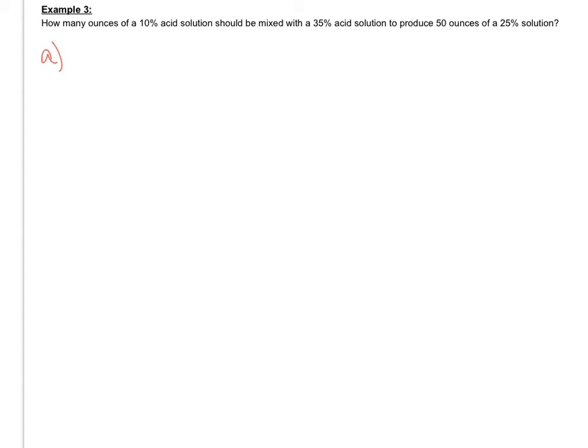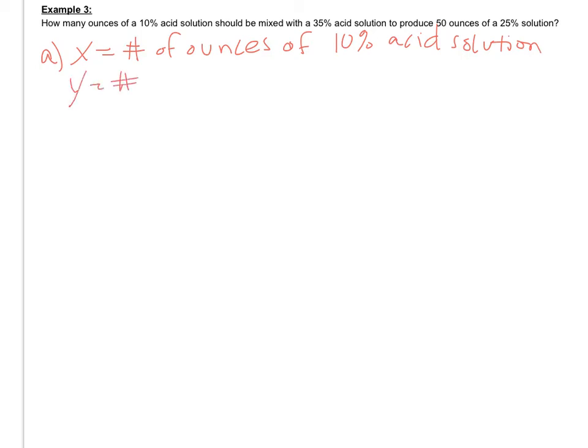So let's use x and let x equal the number of ounces of the 10% acid solution. And let's let y equal the number of ounces of the 35% acid solution. Then what we need to do is come up with our equations in part B.